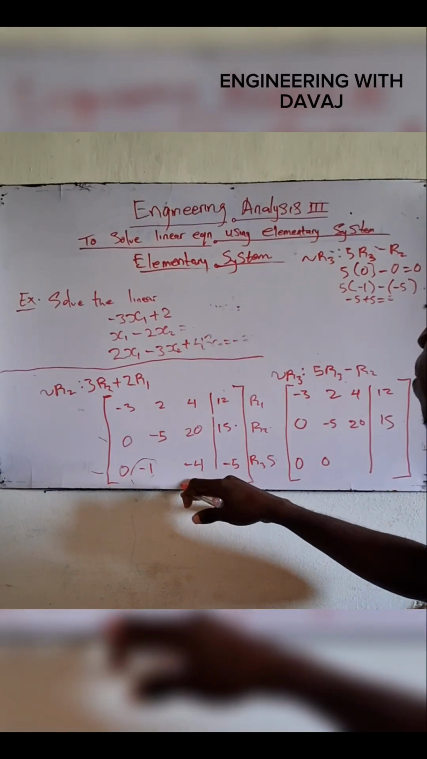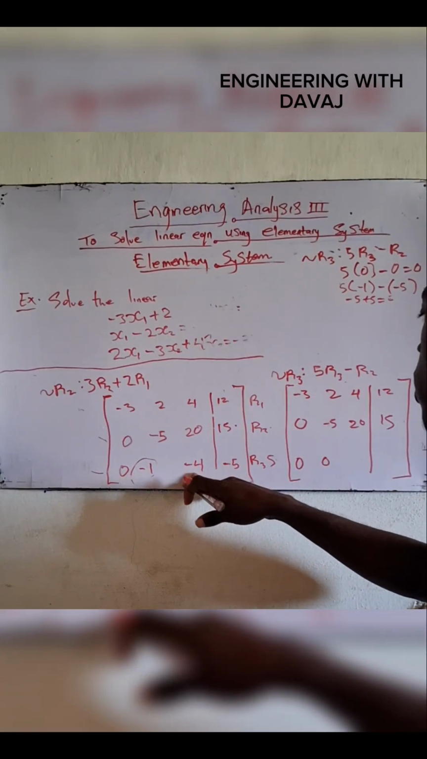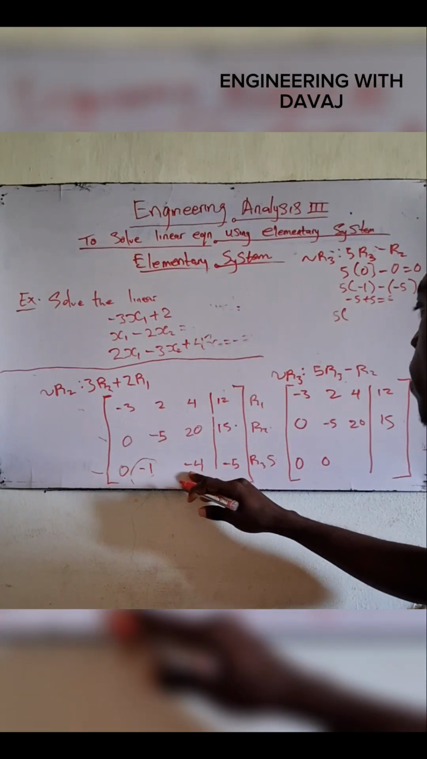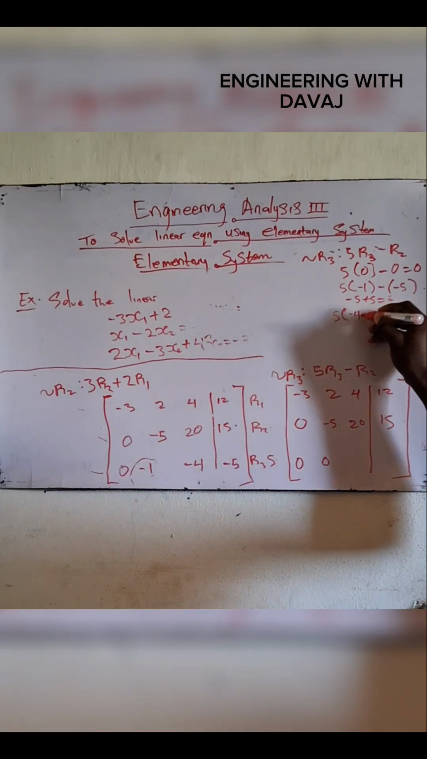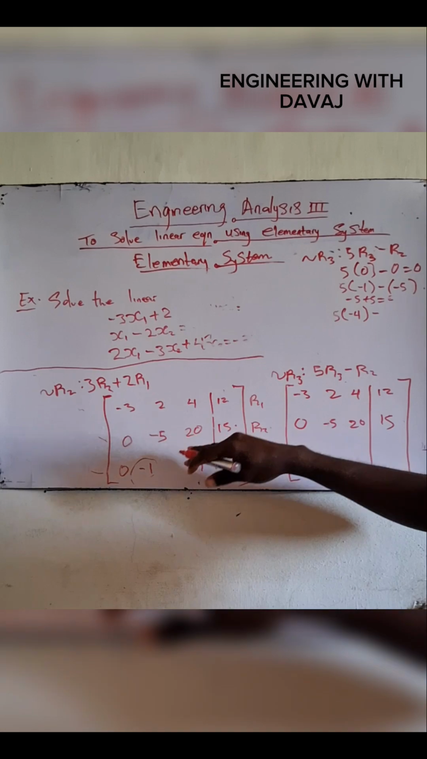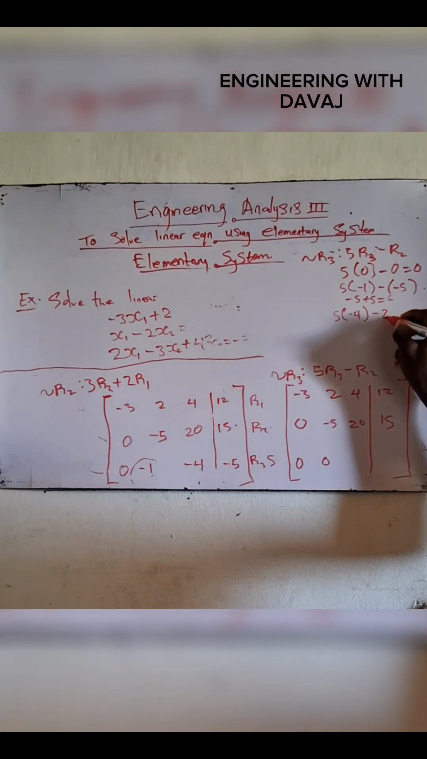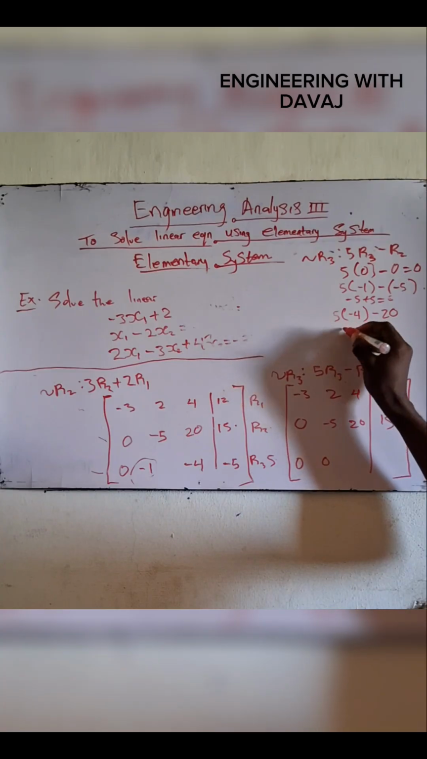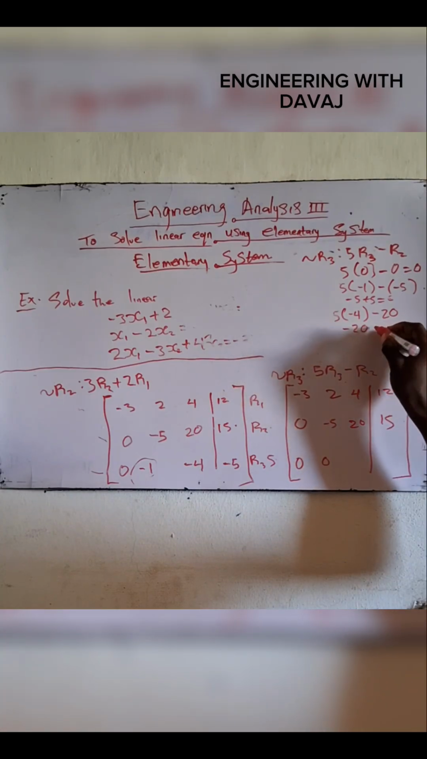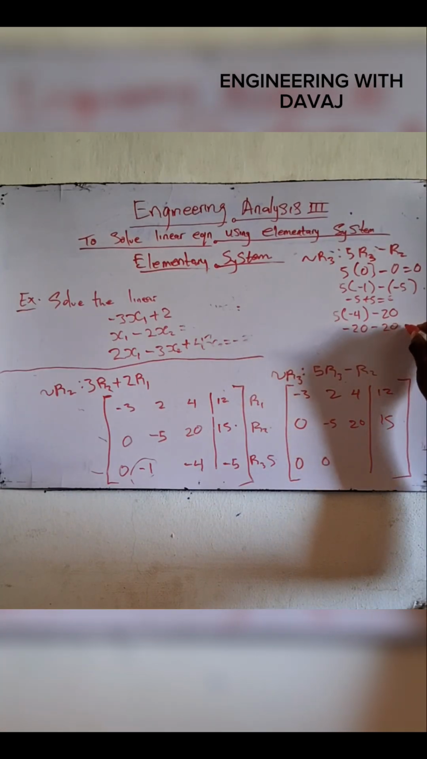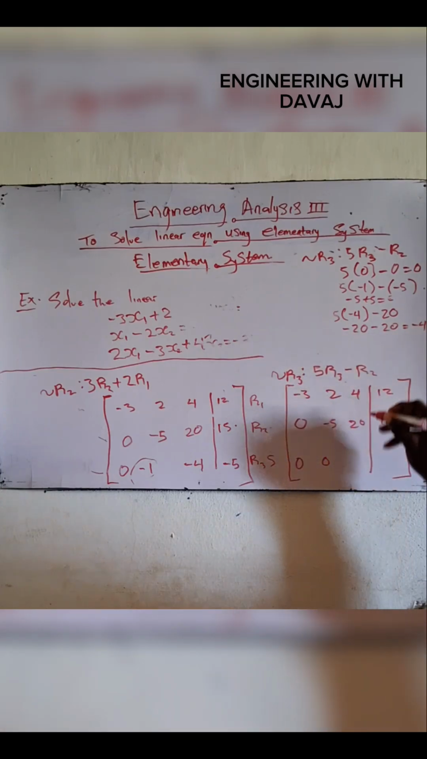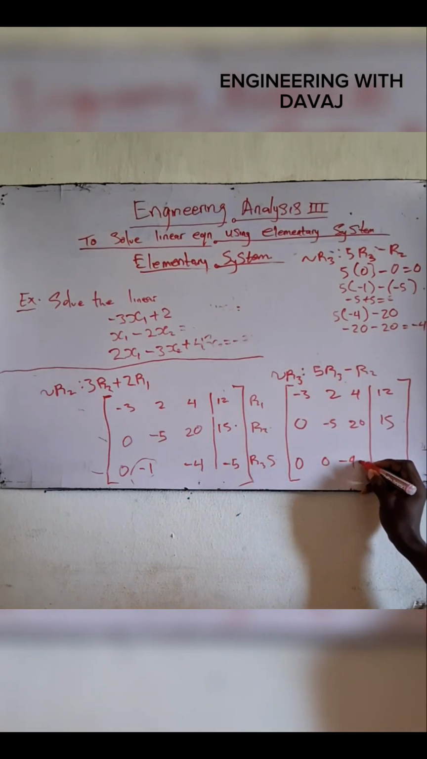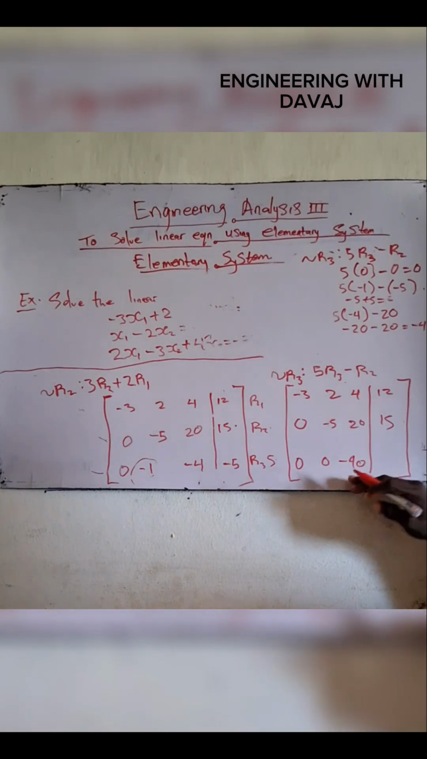The second one, we are going with the third one, which is minus 4 and 20. So 5 of row 3. What's my row 3? My row 3 is minus 4, close bracket, minus, what is my row 2? My row 2 is 20. So 5 times minus 4, that's minus 20. Minus 20 minus 20, that is minus 40. So I have minus 40 here.